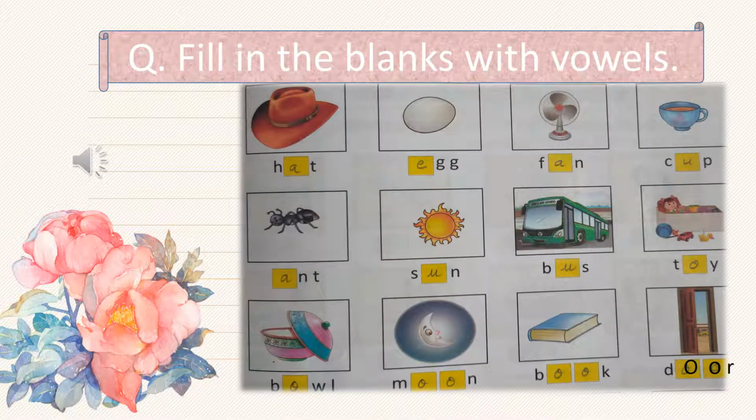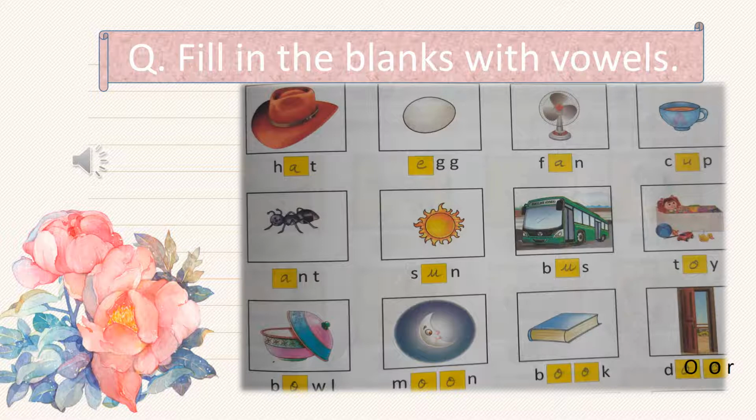This is your next exercise. This exercise is also based on the use of vowels and the alphabets we can make with the help of vowels. Let's see. Fill in the blanks with vowels. Pictures are given, words are given, and blank boxes are also given in yellow color. You have to fill those blank boxes with the alphabet, which should be a vowel, and it should complete the word.